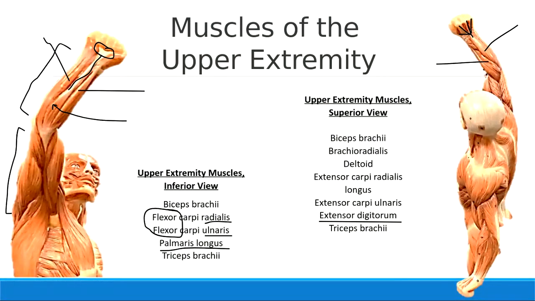Extensor carpi ulnaris is a little bit hard to see, so I'm not going to use this picture on the exam to help you see it. But extensor carpi ulnaris is going to be on the ulna side of extensor digitorum. So on the ulna side, by the little pinky over here, extensor carpi ulnaris, extensor carpi radialis on the radius side, on the front. I'm going to be honest with you, brachioradialis is really tough to see, so don't focus on trying to find that one in these pictures as much.